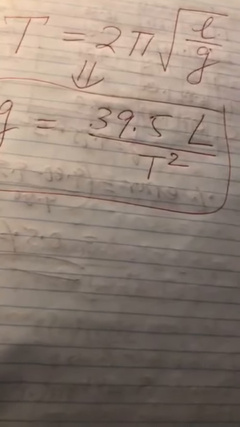If you do simple algebra, you can reduce that formula like this. g, the acceleration due to gravity, is equal to 39.5 L over T squared. How did I do that? I squared both sides. 2 pi squared is 4 pi squared, and I removed the square root when I squared both sides. So g is equal to 39.5 times length divided by T squared.